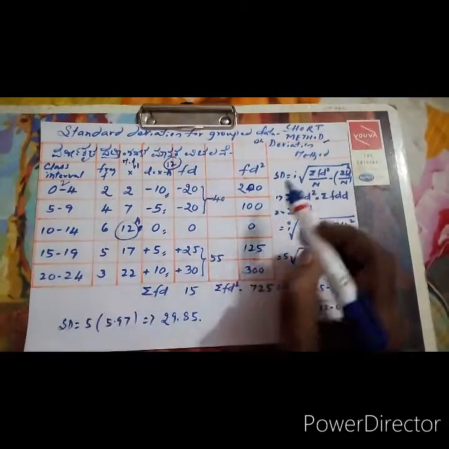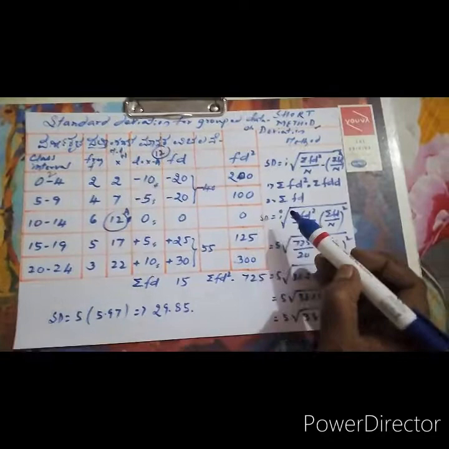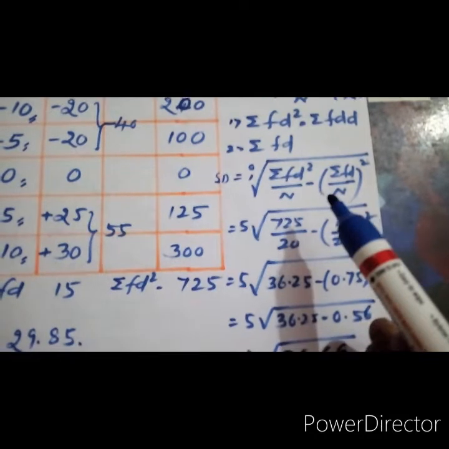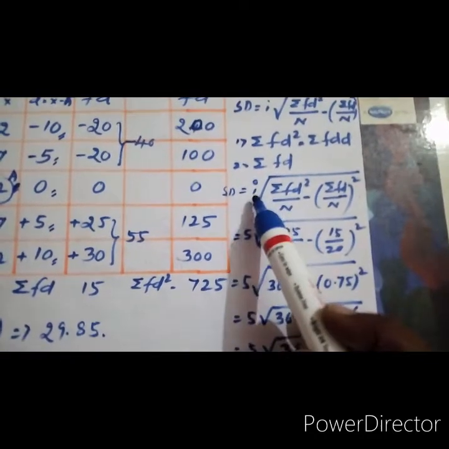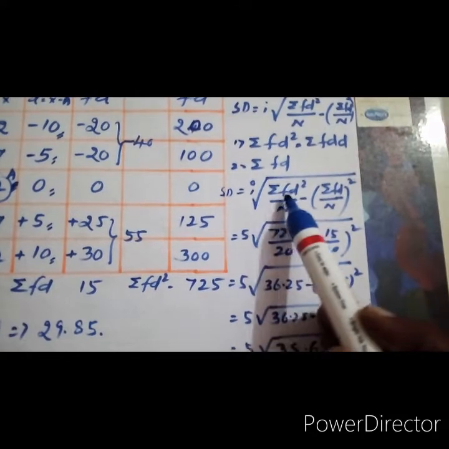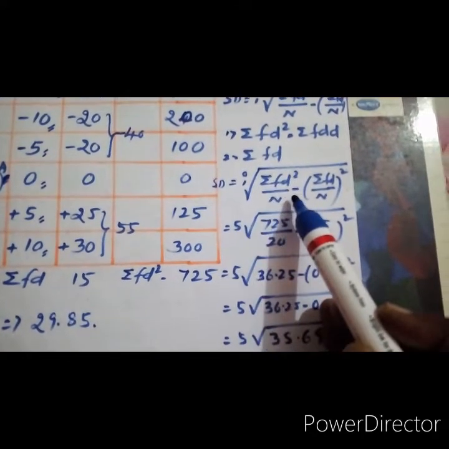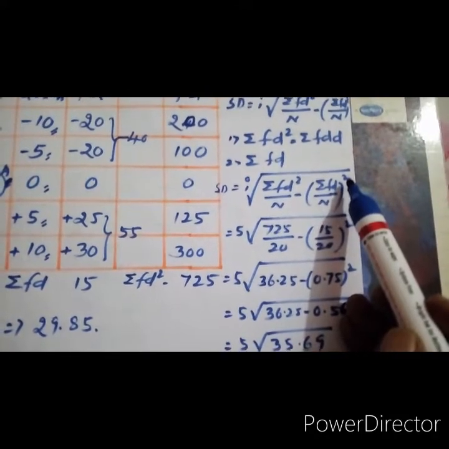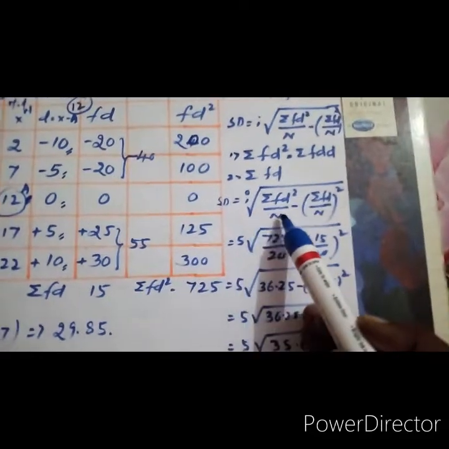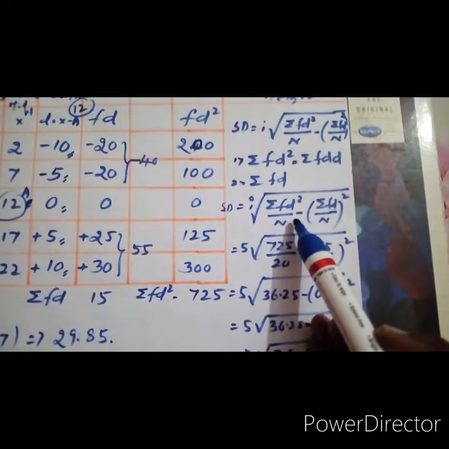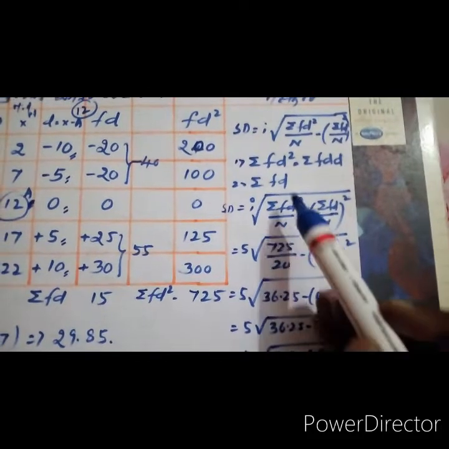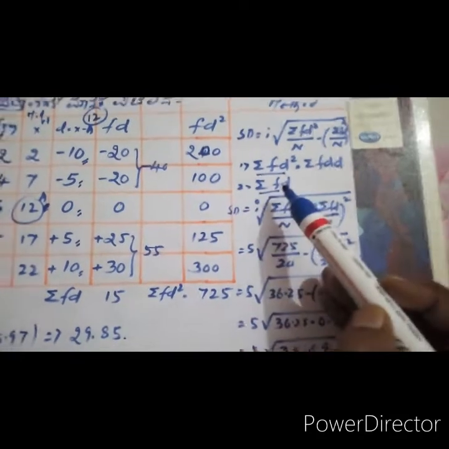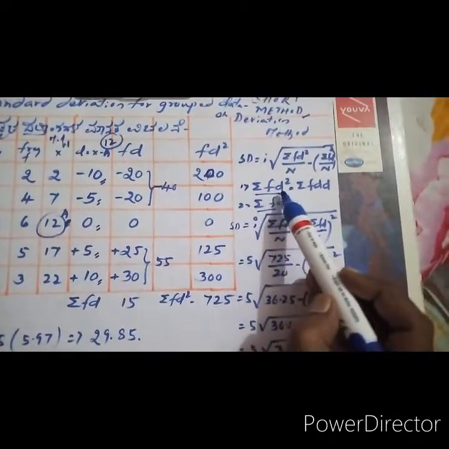Next part is the standard deviation. Standard deviation is equal to i into the square root of summation fd square divided by n minus summation fd divided by n, whole square. This is the formula of standard deviation for the short method. Now what we want is summation fd square and summation fd. How to find fd square and fd?